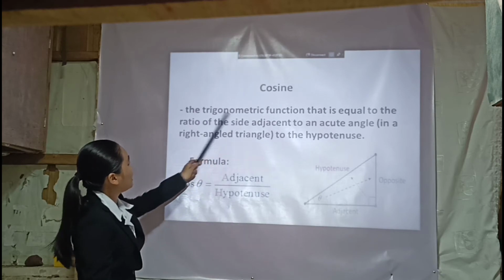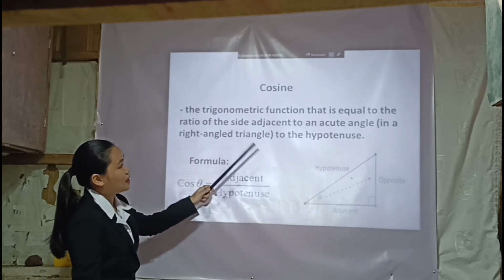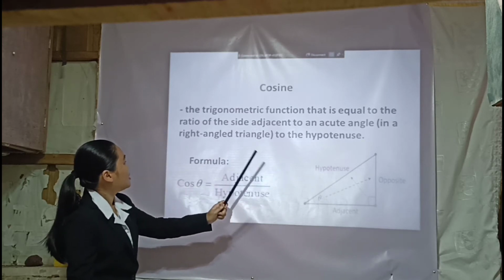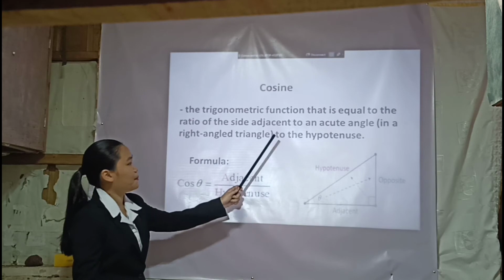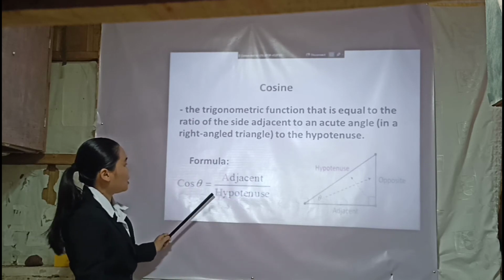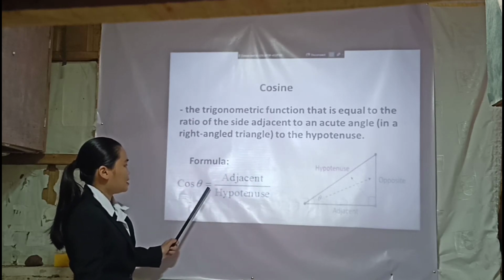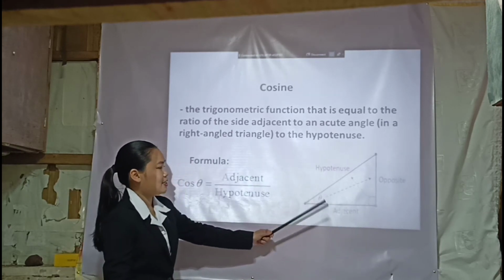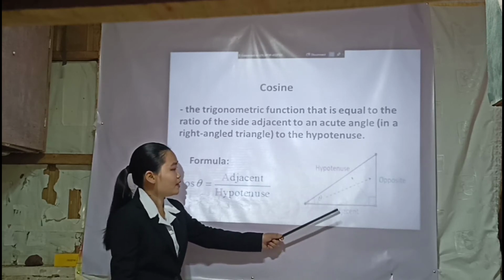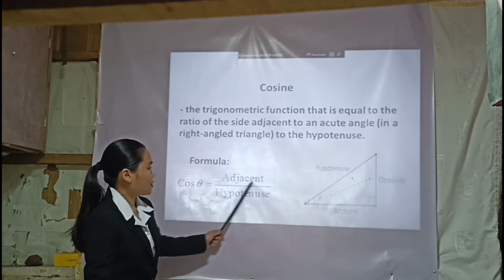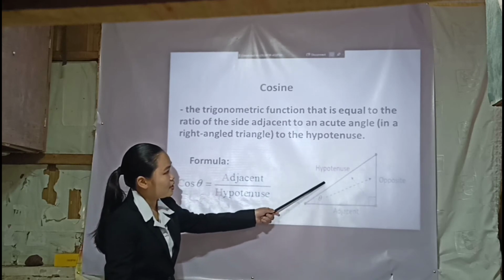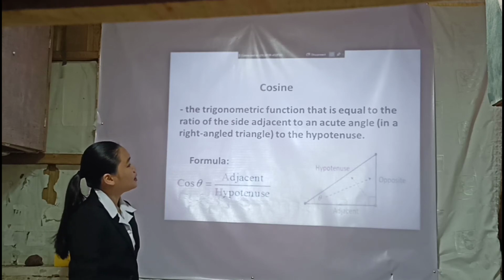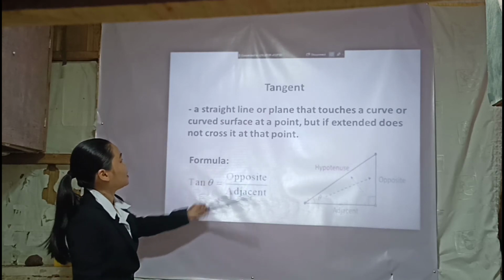cosine. Cosine is the trigonometric function that is equal to the ratio of the side adjacent to an acute angle in a right-angled triangle to the hypotenuse. So, this is the formula of cosine. Cosine theta equals adjacent over hypotenuse. So, this is the adjacent, the nearest side of an angle, and over the hypotenuse, which is the longest side of a right triangle.